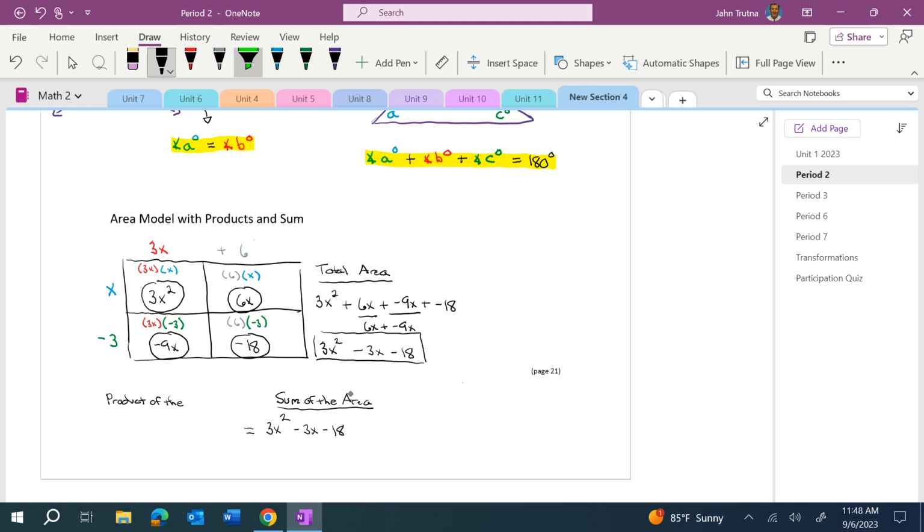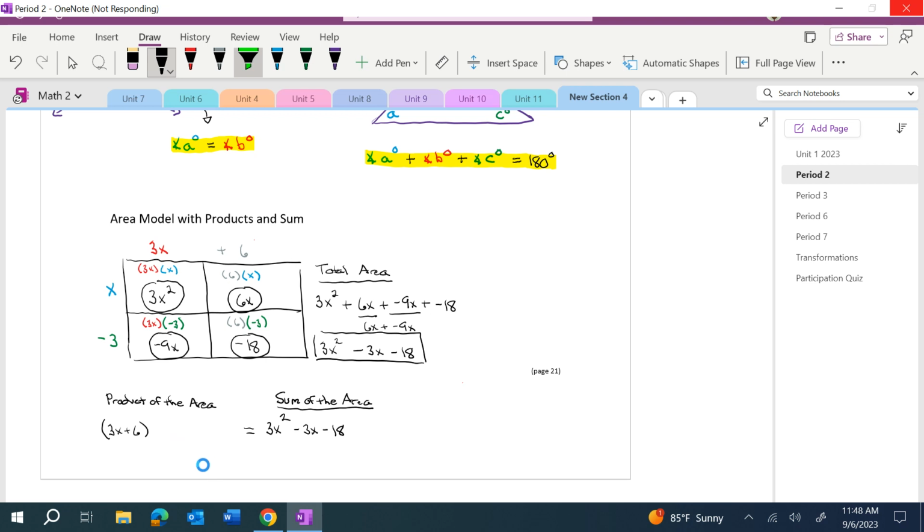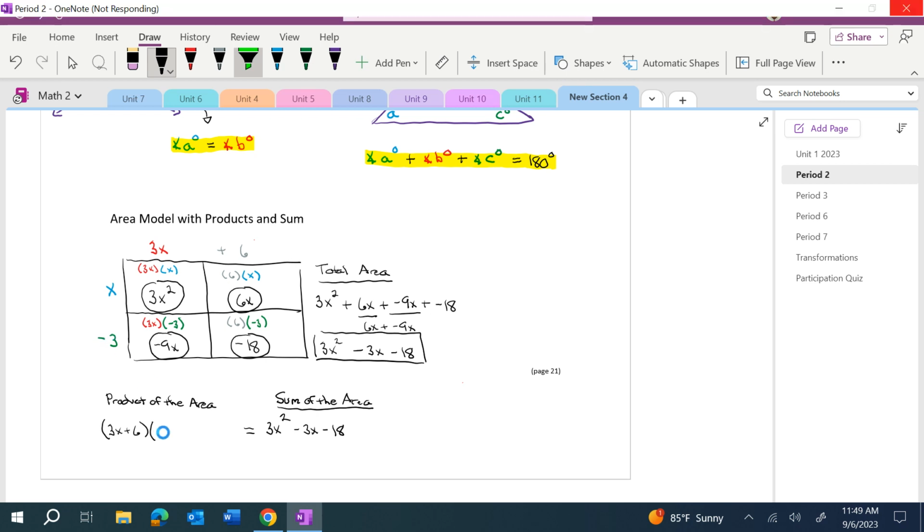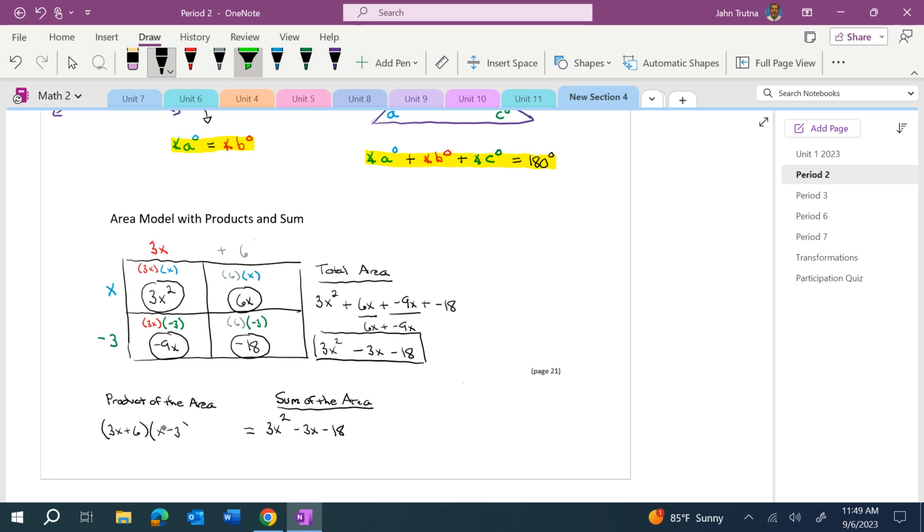Okay, and if you recall, to write the product of the area, we start a parentheses and we write what's along the outside top of my area model, 3x plus 6. And then I close the parentheses. And then next to that 3x plus 6, I start another parentheses side by side with it. And then I write what's along the outside left of my area model, x minus 3. And then I close the parentheses.